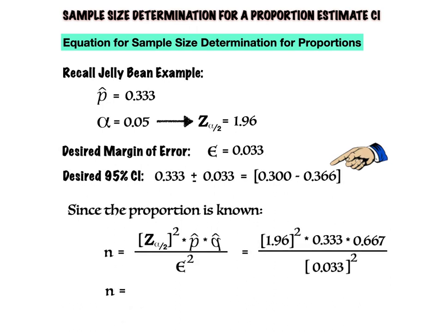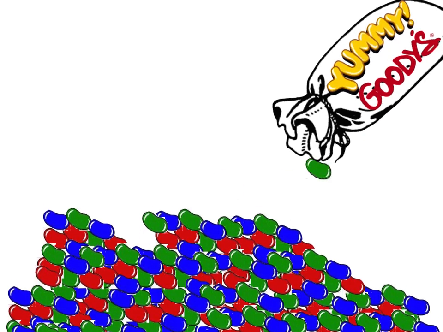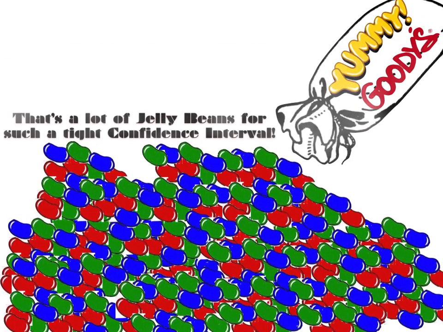The resulting sample size needed is 783.92. Since we can't take a fractional jelly bean, we round the answer up to 784. If you're going to round, always round up. Wow, that is a lot of jelly beans to go through just to get our desired confidence interval.